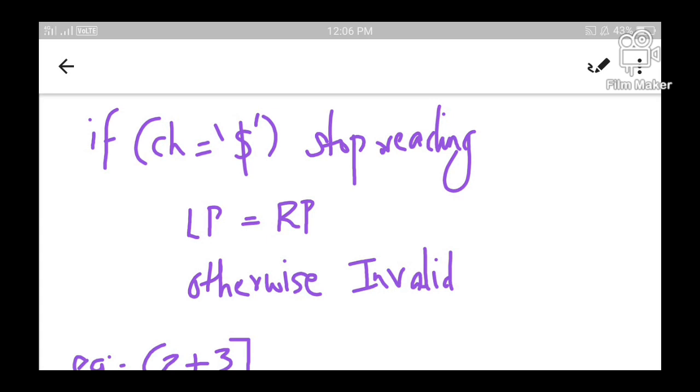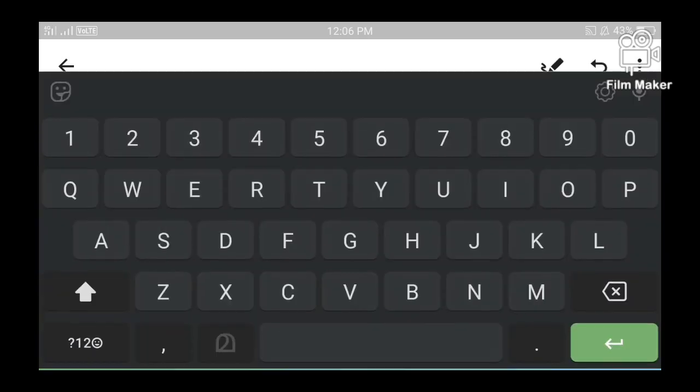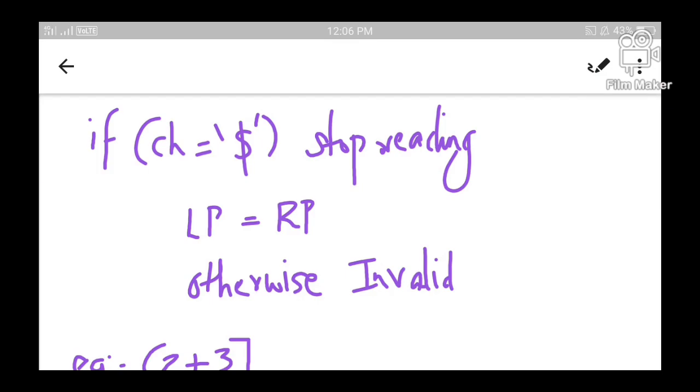You're reading or entering characters one by one. So after entering the entire expression, if you enter a dollar sign, then the system understands that this is the end of the expression and there are no more characters to be read from the keyboard. So the dollar sign marks the end of the expression. If ch is equal to dollar, that means the character just read is a dollar sign, then the system must understand that you have to stop reading. There are no more characters left in the expression to be read. The expression which is read is complete. You have to stop reading characters.